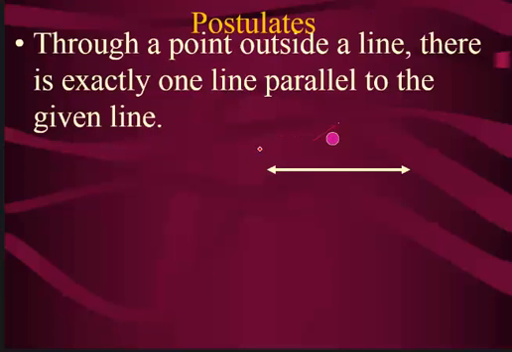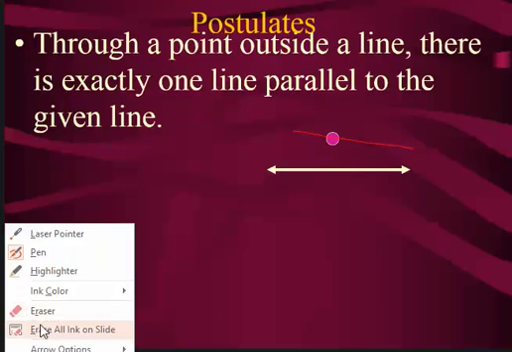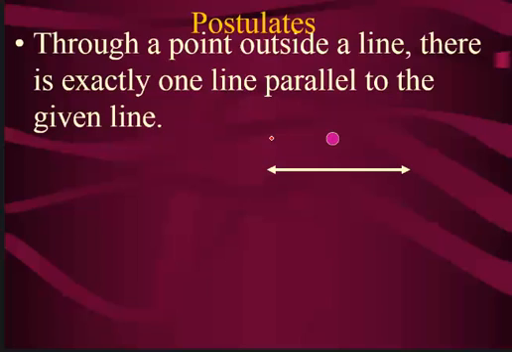So if I drew this line, say, through that point, is it parallel? No. Okay. I should erase it all. If I draw this line through that point, is it parallel? No. There is only one way I can draw a line through that point and it be parallel to the existing line. That is what that postulate is saying. There's only one way to do it. Like so.